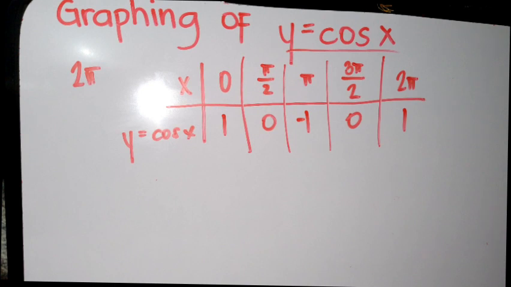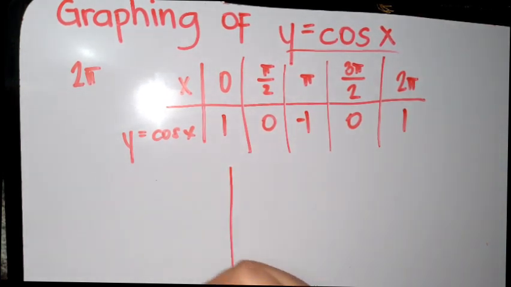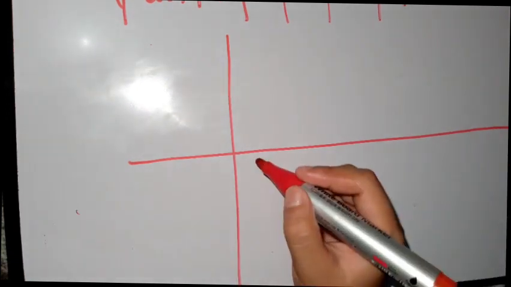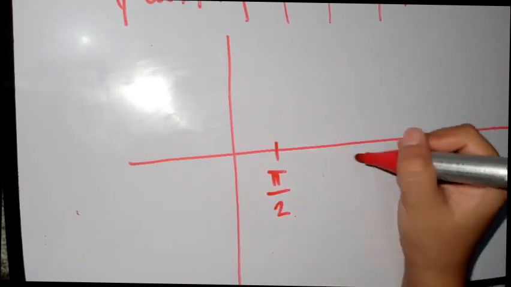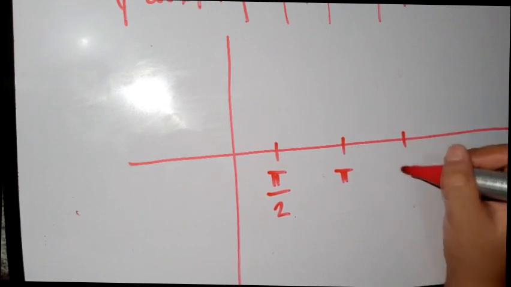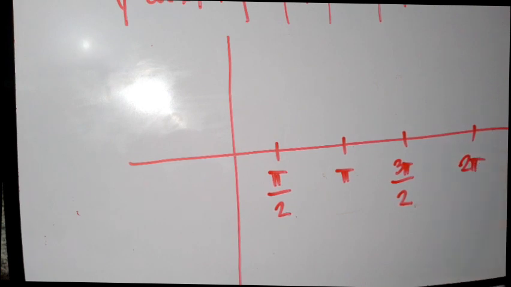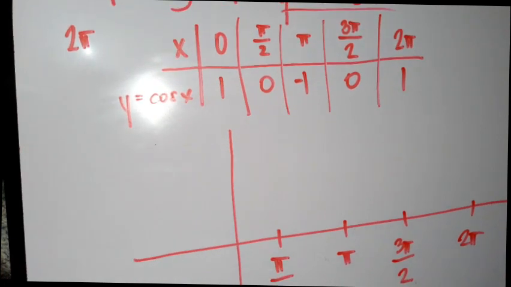In order to graph y equals cosine, we need to use the Cartesian plane, which consists of the x-axis and the y-axis. So we need to draw the Cartesian plane. We have the x values, and we're going to put them on the x-axis. We have 0 at the center. Next is pi over 2. Next is pi. Next is 3 pi over 2 and 2 pi. By following the table, we have to plot 0 and 1.